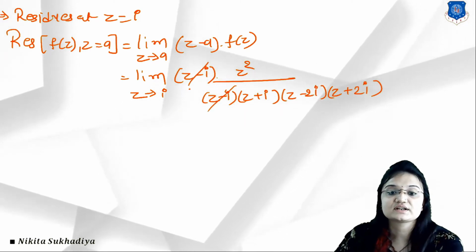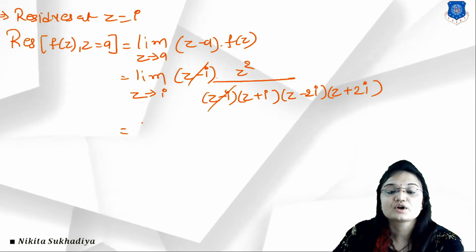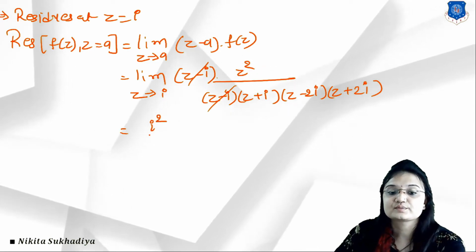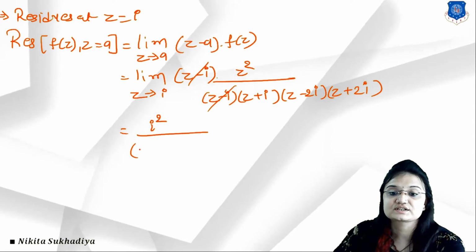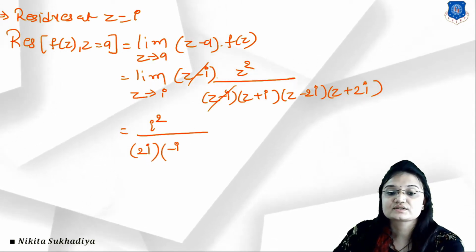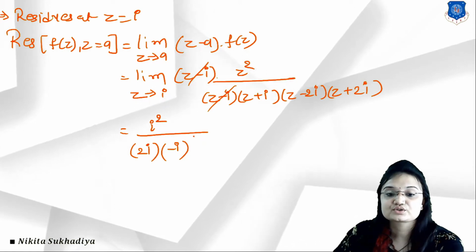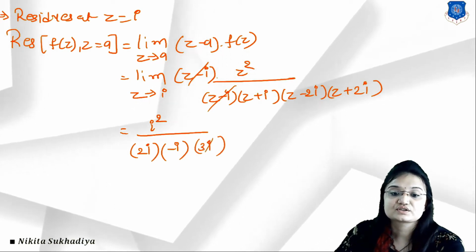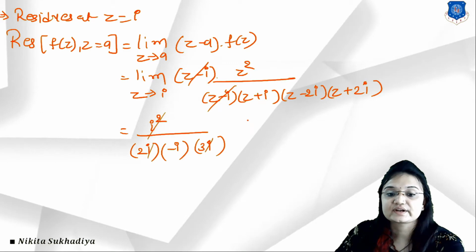Okay, so this (z minus i) cancels out. Put z equal to i, so this will become i square upon, this becomes 2i. Here i minus 2i, so this is minus i, plus 2i, so this is 3i. So this i and i square cancel out.